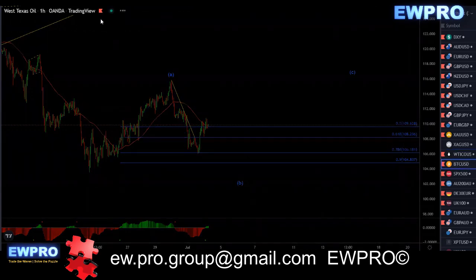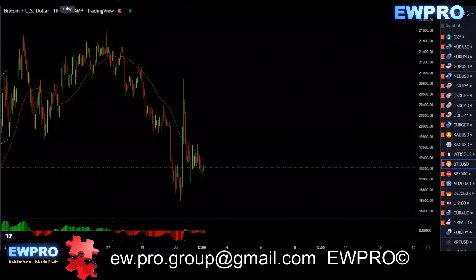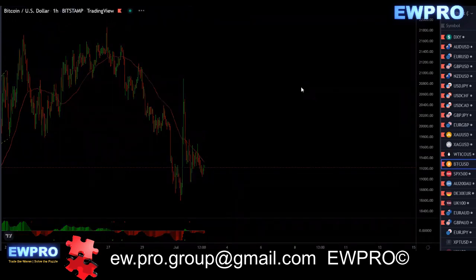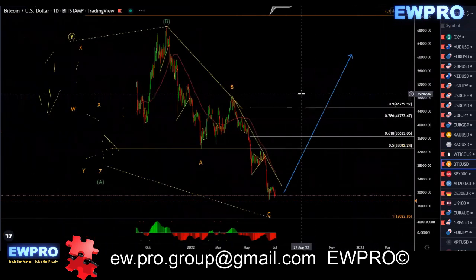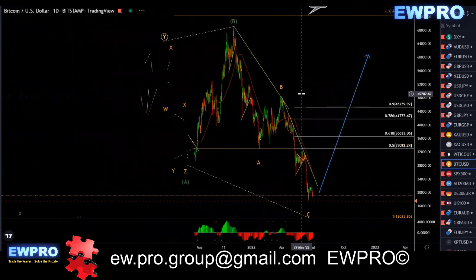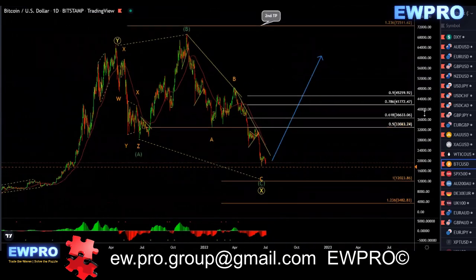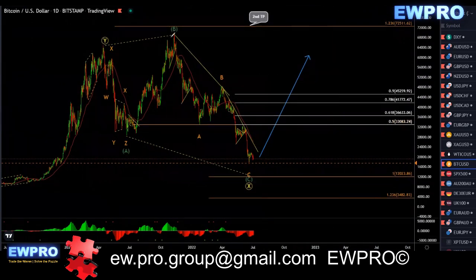Bitcoin on the daily. So we're looking for upside, but like I said, we still get an A, B, C in here. We still can get down to that 100 fib before we get more upside. So we're still in this C wave. I believe we still do have the bullish divergence in here.